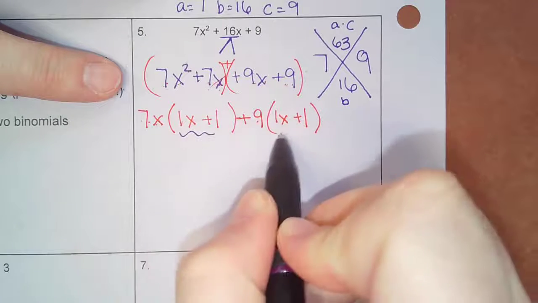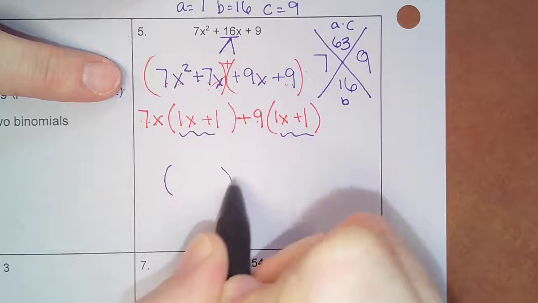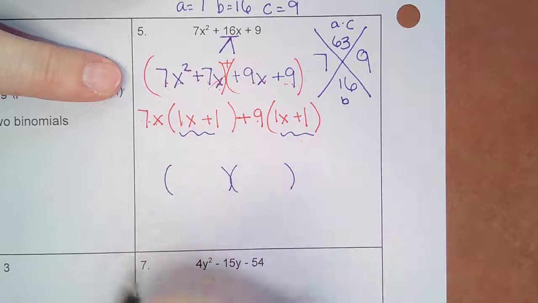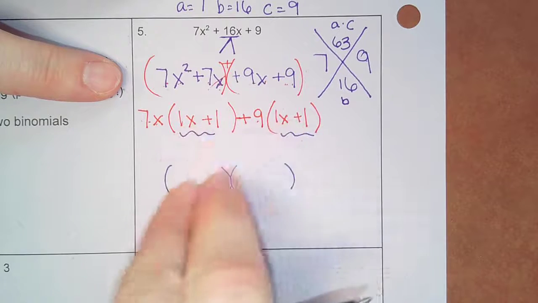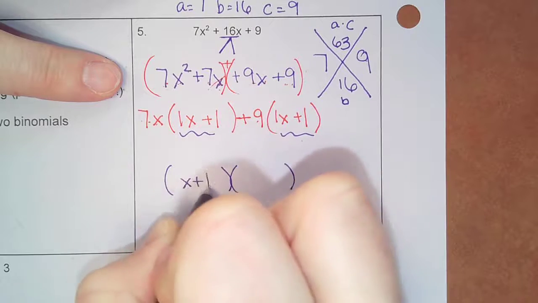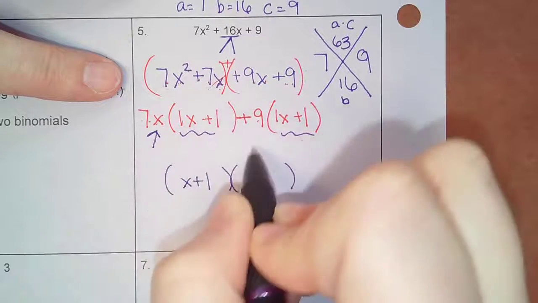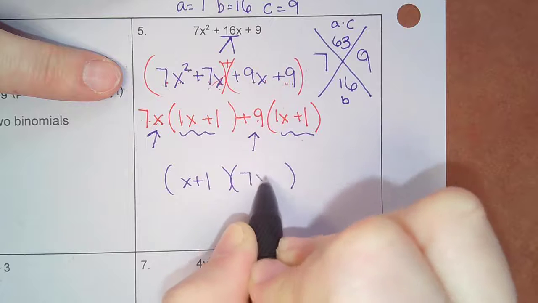These match. My final answer is my two binomials multiplied together. Factor out the match, so x plus 1. I'm left with 7x plus 9.